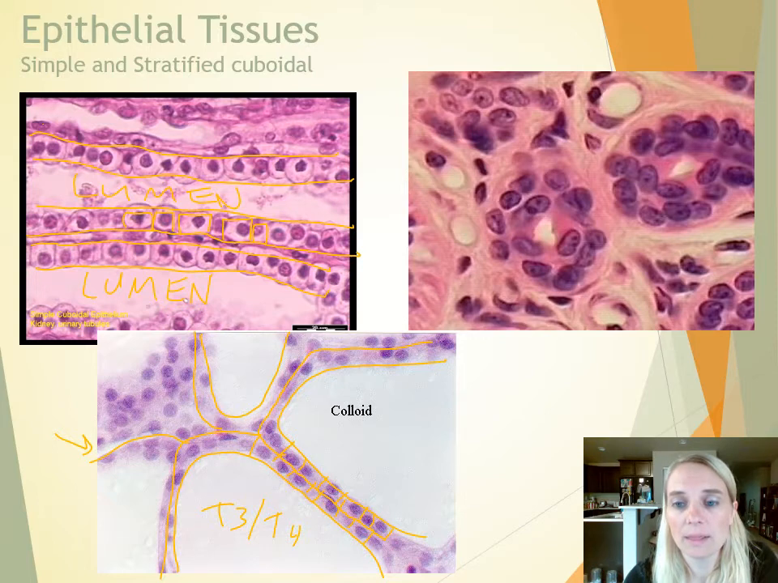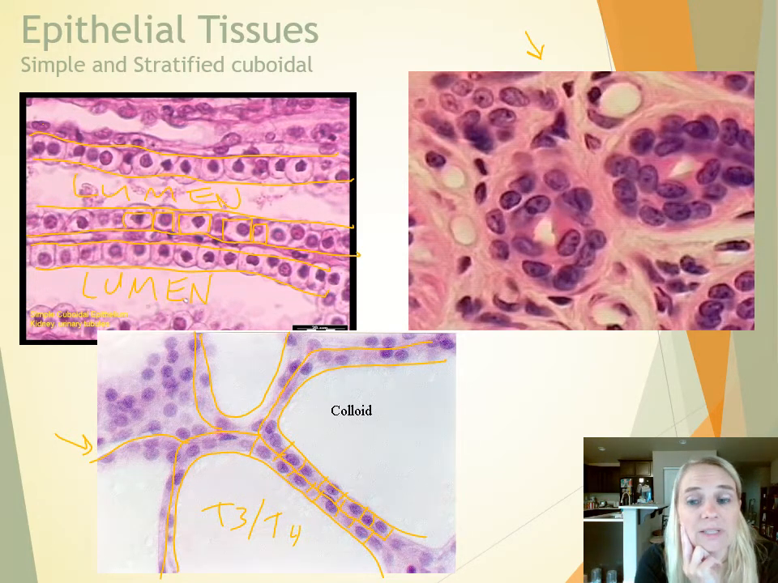Now up here in this upper right-hand picture, I'm showing an example of stratified cuboidal epithelium. Again, it's a little bit more challenging. We don't have a slide of stratified cuboidal in the lab, but I'll give you some starter. So here's the basement membrane. Now you've got to find yourself a free edge. There's a tiny little lumen right here. So not much to that.